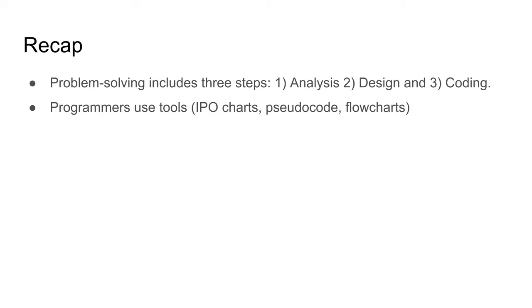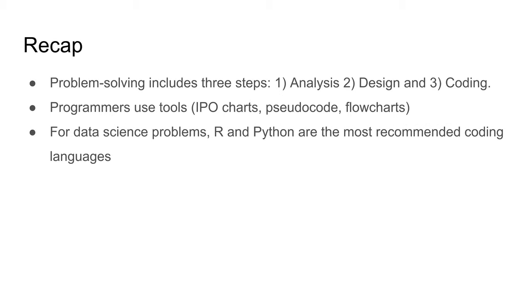Programmers use tools such as IPO charts, pseudocode, and flowcharts to help them analyze a problem and develop an algorithm. During the analysis, determine what the input and the output are, and then write the steps that will transform the input into an output. For data science problems, R and Python are the most popular coding languages, because they are very easy to learn. If you want to familiarize yourself with those languages, I strongly encourage you to take a look at the plethora of online tutorials on Udemy, YouTube, or Coursera.